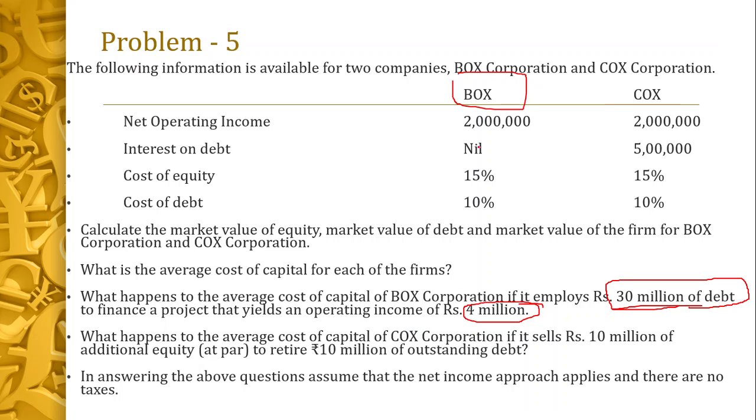Now we can consider it to be two different. Whatever you consider, you just give a working note. So I have considered that there was already a net operating income of 2 million and it has increased with an addition of 4 million. So now the EBIT stands at 6 million, because EBIT is now.